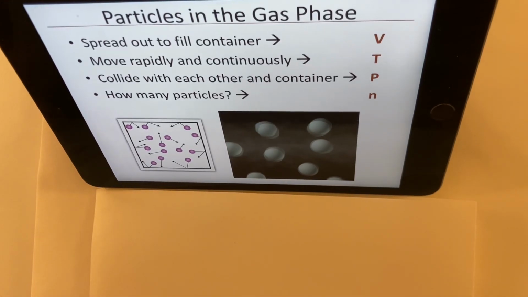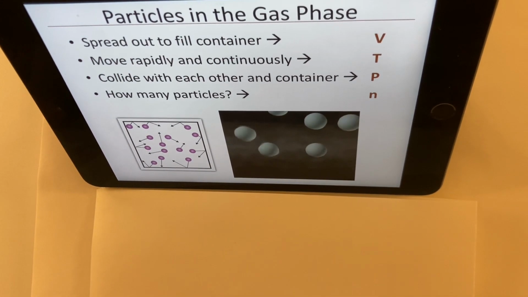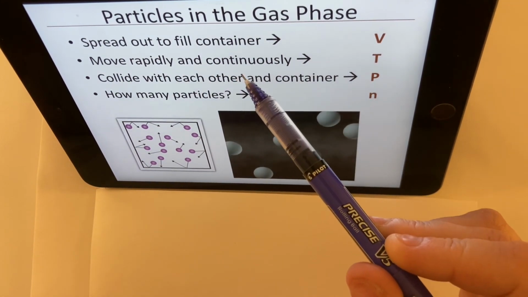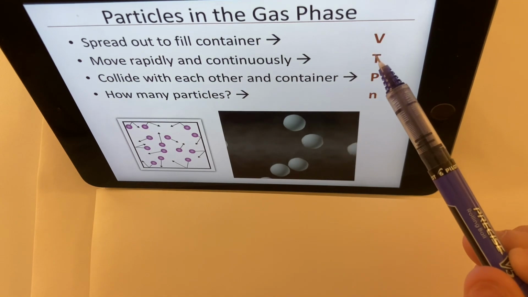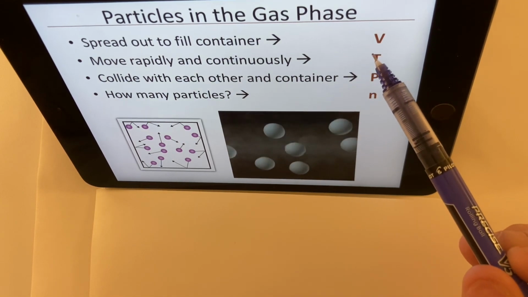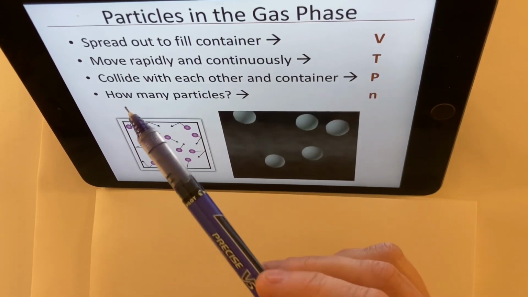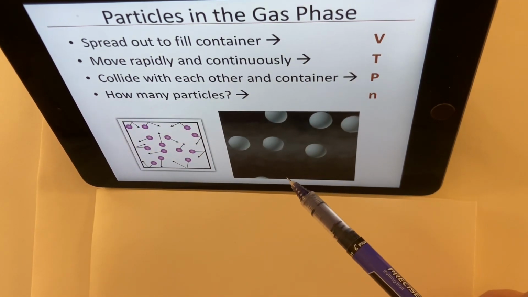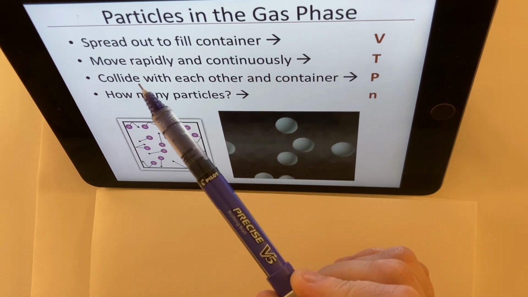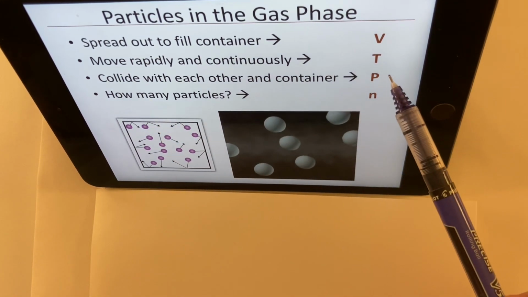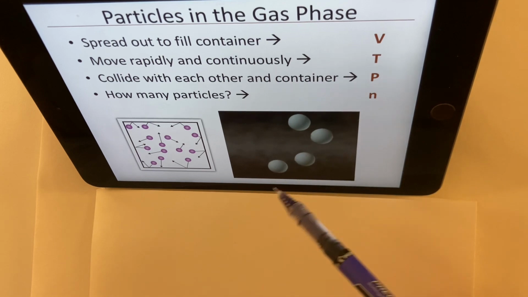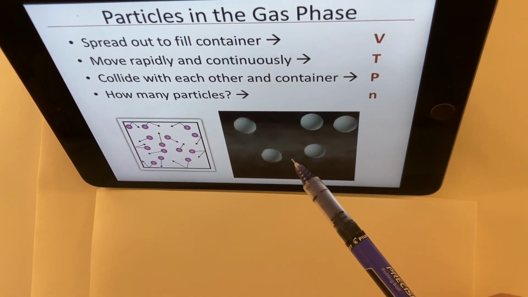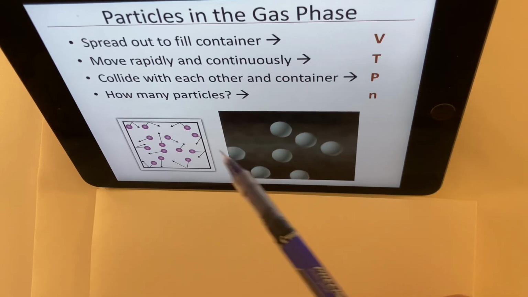Okay, so we're studying particles in the gas phase. We know that particles in the gas phase will spread out to fill the container. And so that means we can measure the volume of the sample of gas by the volume of the container. We also figure they move pretty rapidly and continuously, rapidly compared to liquids and solids. And we can measure temperature to determine some sort of average speed at which they're moving. And the faster they move, the more energy they have.